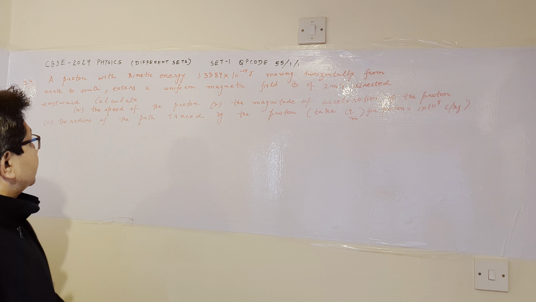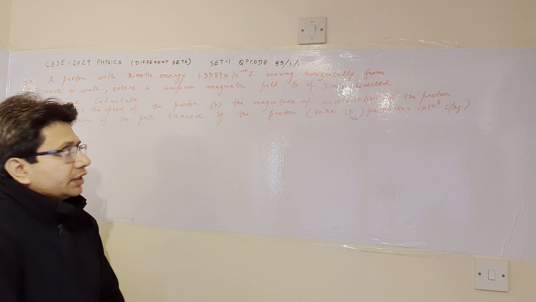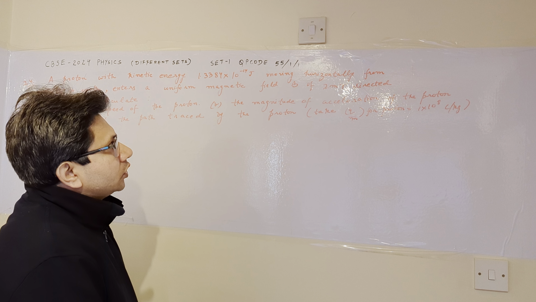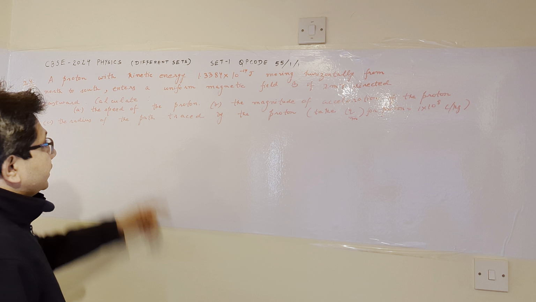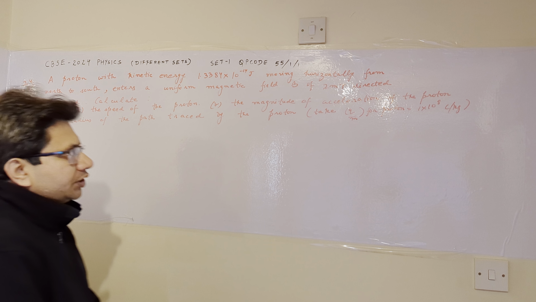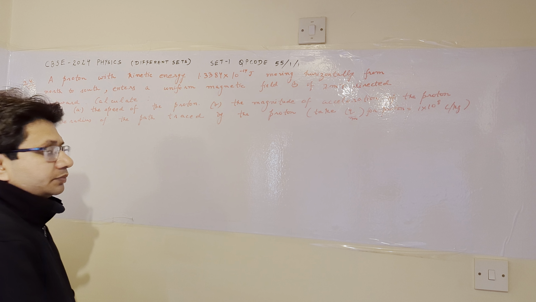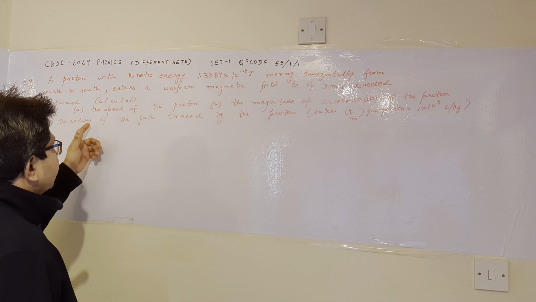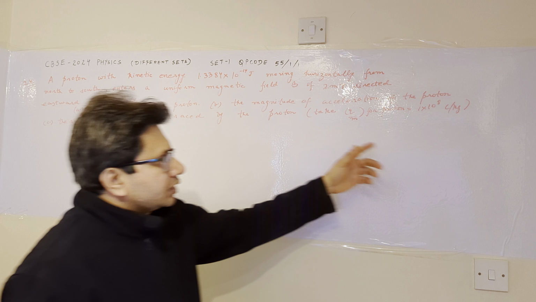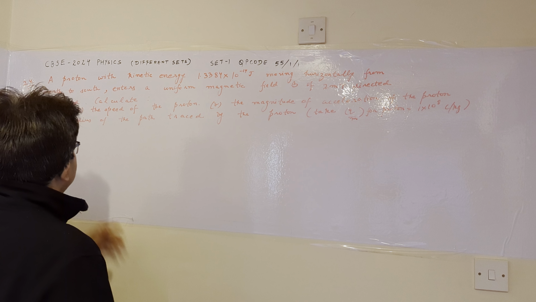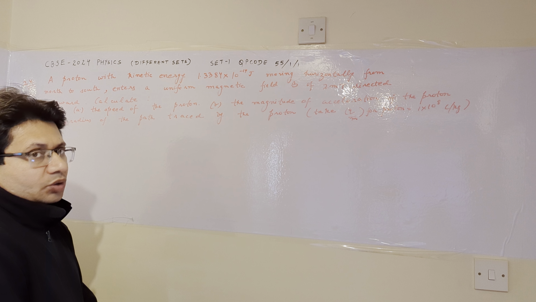Now the question is, a proton with kinetic energy 1.3384 into 10 to the power minus 14 joule, moving horizontally from north to south, enters a uniform magnetic field B of 2 millitesla directed eastwards. Calculate part A, the speed of the proton, part B, the magnitude of acceleration of the proton, part C, the radius of the path traced by the proton.